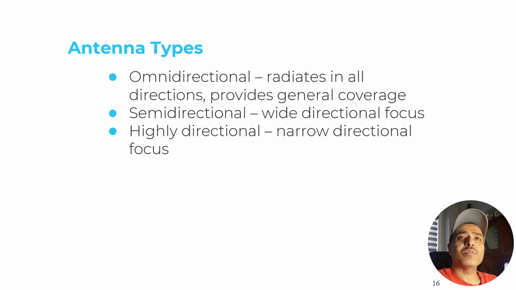Semi-directional again boils down to your use case, where you're trying to focus your energy in a certain area where it's maybe a 180 instead of going 360 around. Some of the examples I gave you, garden centers, aisles between the warehouses, those are pretty much the good use cases for semi-directional. Highly directional will be when you're trying to really go point to point. We're trying to connect two buildings, or highly directional antennas.